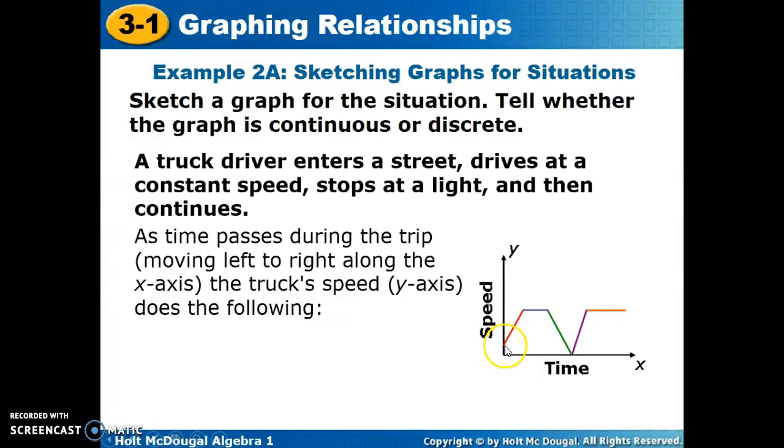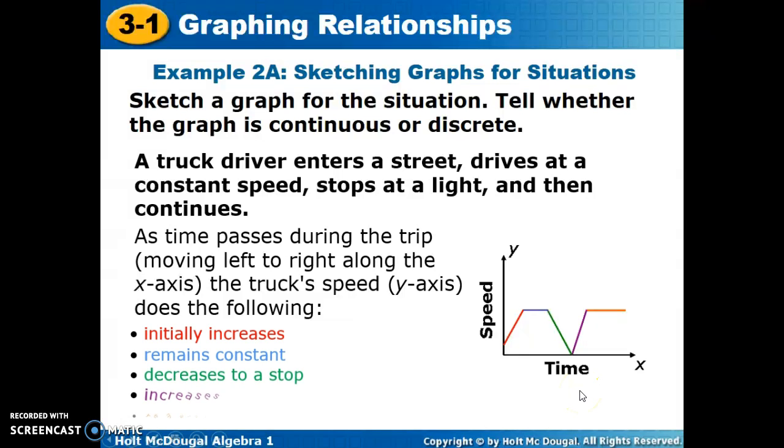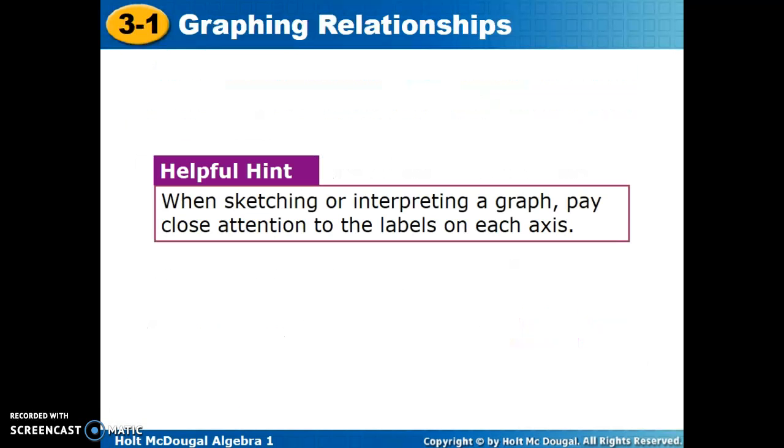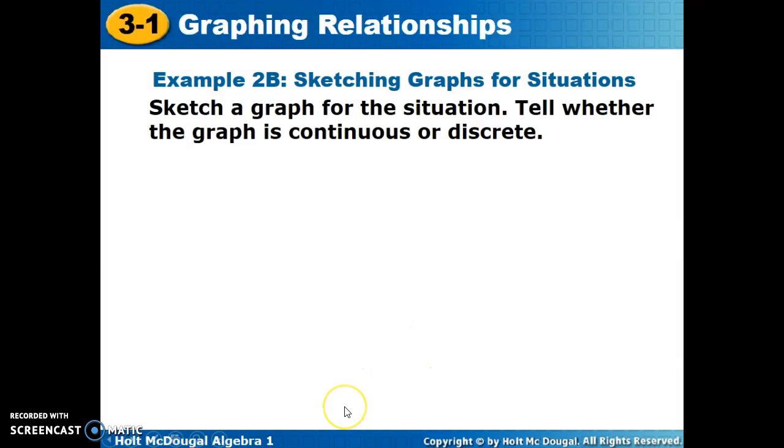We enter the street and increase our speed to where we want to maintain our speed. We're going to keep it constant at this point. Then we're going to come to the stop sign, meaning our speed should be decreasing. Then we pick up speed again to our desired speed and continue on our way. This graph is continuous. When sketching or interpreting a graph, pay close attention to the labels on each axis.